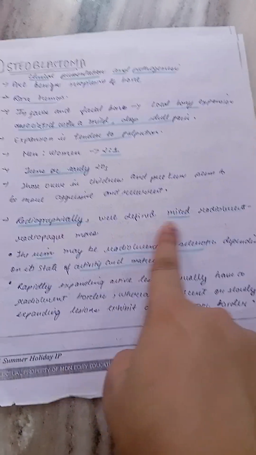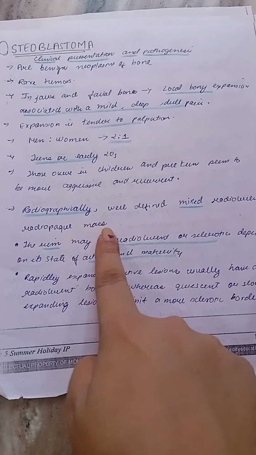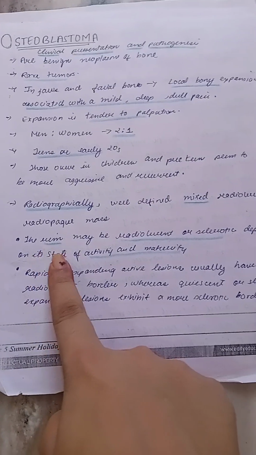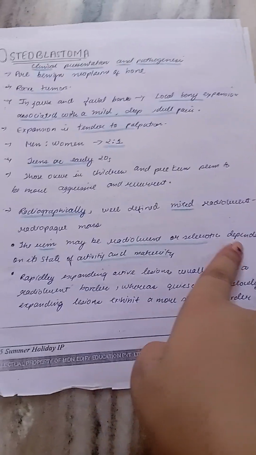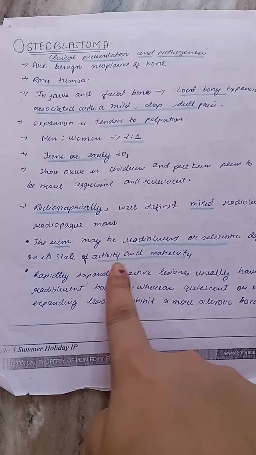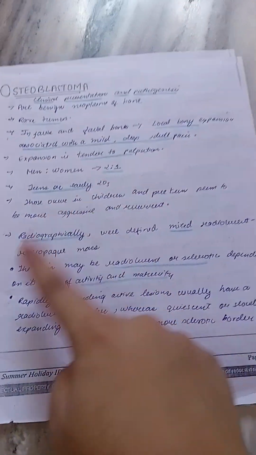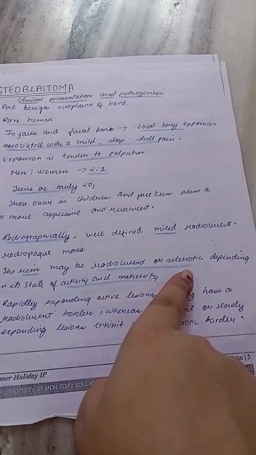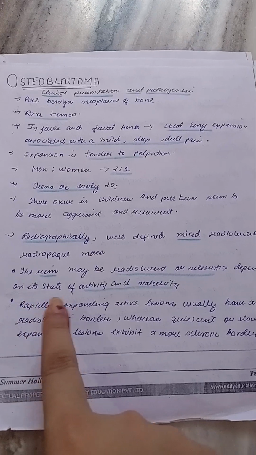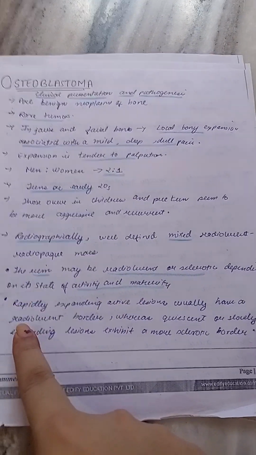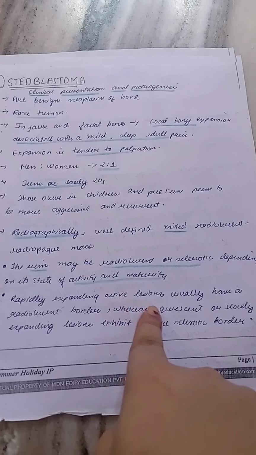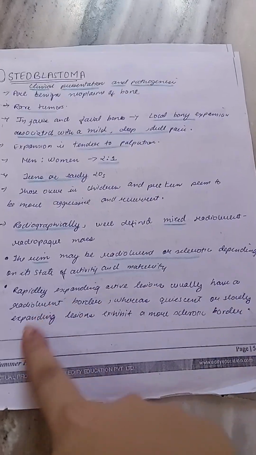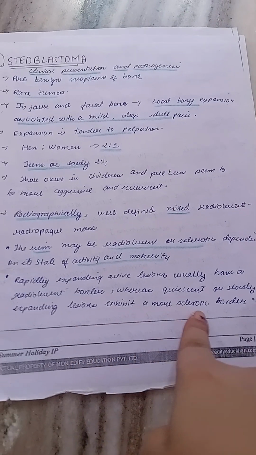Radiographically, well-defined mixed radiolucent and radio-opaque masses. So this is a mixed lesion. The rim may be radiolucent or sclerotic depending on its state of activity and maturity. So the rim of the lesion, that is the outline, can be radiolucent or sclerotic, which will depend on the activity and maturity, which means rapidly expanding active lesions usually have a radiolucent border, whereas quiescent or slowly expanding lesions exhibit a more sclerotic border.